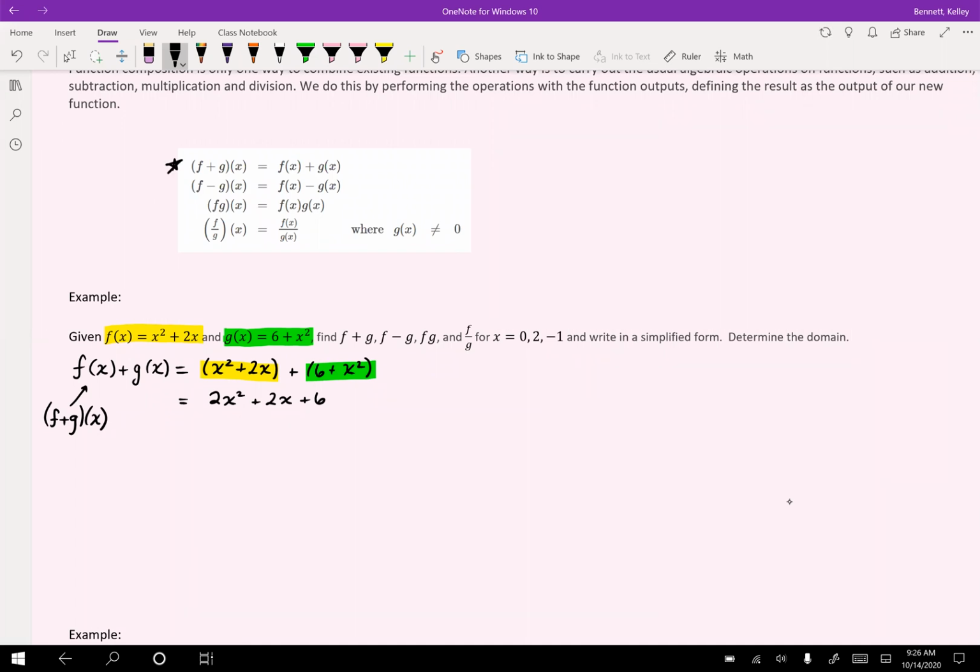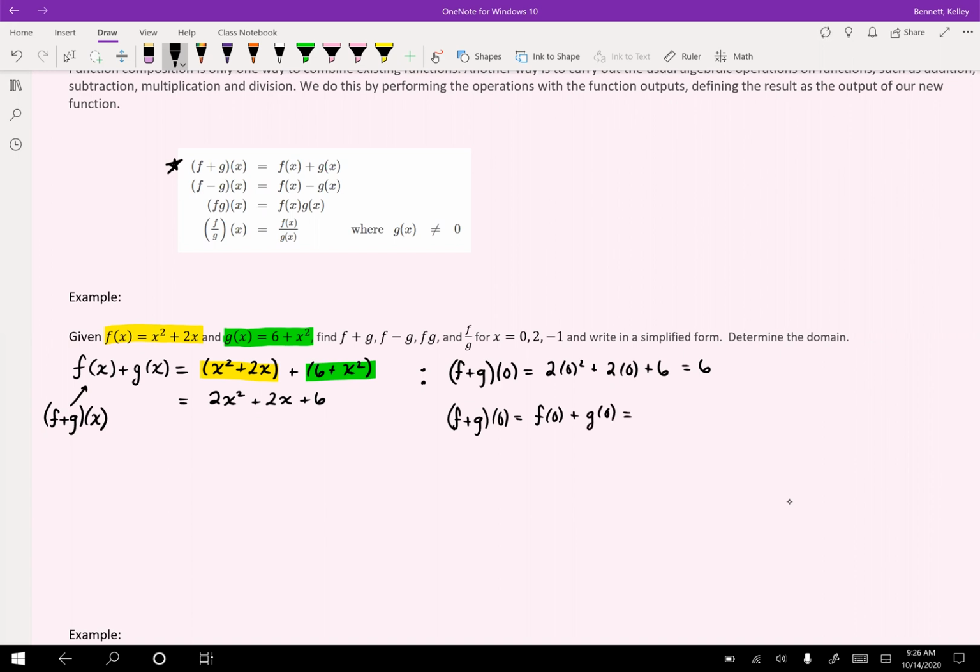So if I have f plus g of 0, it just means I'm going to plug 0 into the function 2x squared plus 2x plus 6. So that's going to be 2 times 0 squared plus 2 by 0 plus 6. So that's going to give me 6. Now the other way I could have done it is piecewise. I could have also said that f plus g of 0 is equal to f of 0 plus g of 0. And this is fine too.